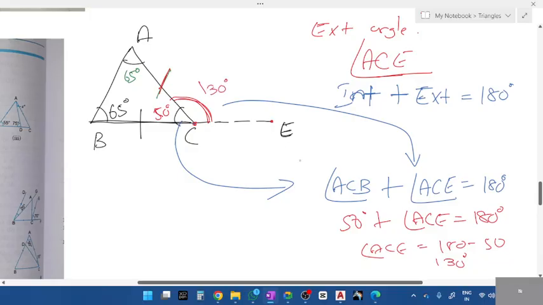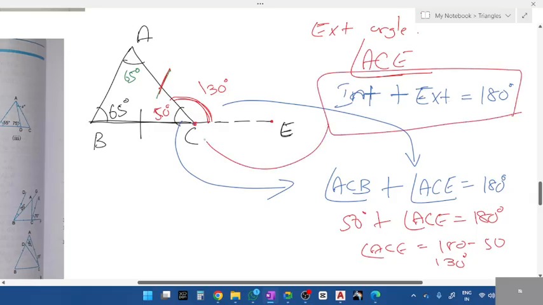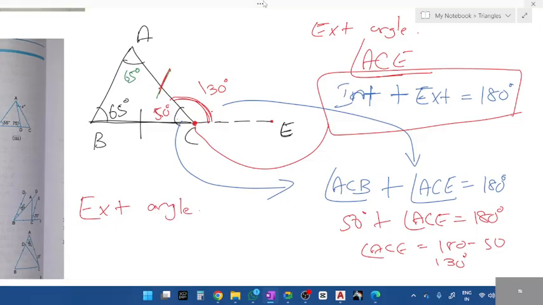And when will you use this formula? Interior angle plus exterior angle. When will you use this? Whenever the vertex gets divided into two angles, interior and exterior. This is the formula we use. Then one more. Which is exterior angle here? Which one is exterior? Angle ACE. So we have one more formula for exterior angle.